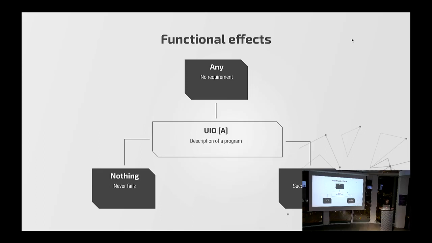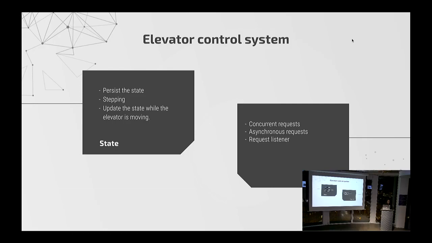Now let's get back to the elevator system problem. We need a data type that will help us build a state that persists its value, and that could also use concurrent functions to make the elevators move and be updated at the same time. And for the requests, we need concurrent and asynchronous handling, etc. But now let's focus on the state.